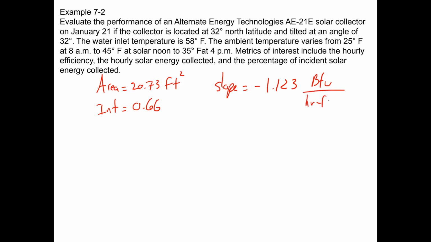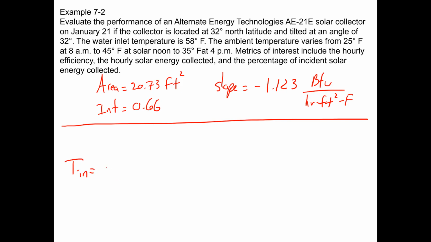So with these, we can go ahead now and start looking at our performance. We're going to evaluate this and put it in a matrix form since we're looking at hour-to-hour performance here. So we have, for example, the temperature is going to be 58 Fahrenheit for all of time. So starting at 8 a.m. all the way to 4 p.m., our temperature of the water going into the collector is the same.